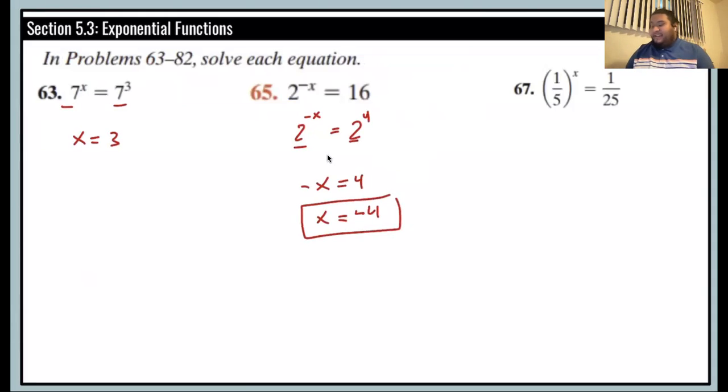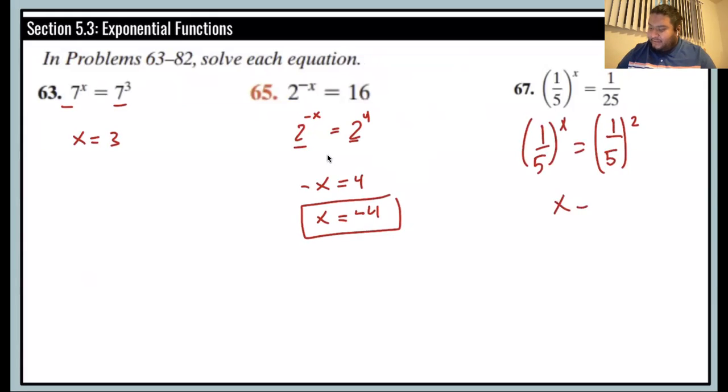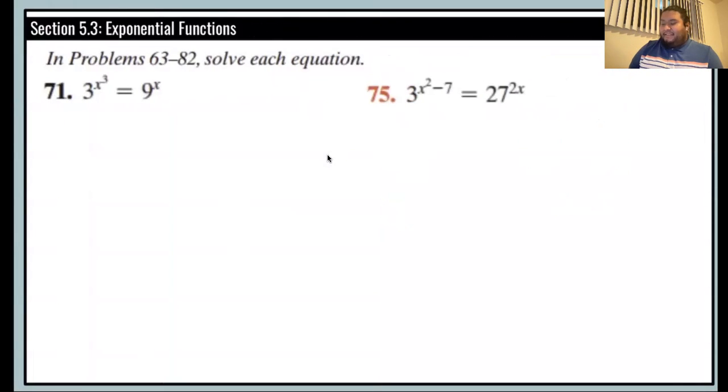Bam, roasted. All right, we can rewrite this one as 1 over 5 squared. 1 over 5 to the power of 2 equal to 1 over 5 to the power of x. That means x is equal to 2. Boom, done. All right, that's just somewhat easy problems. All right, next one. We're just going to do 71. We're not going to do 73 because that's just more quadratic stuff, and we know how to do quadratics.